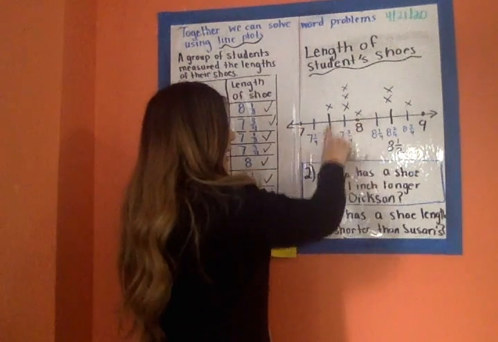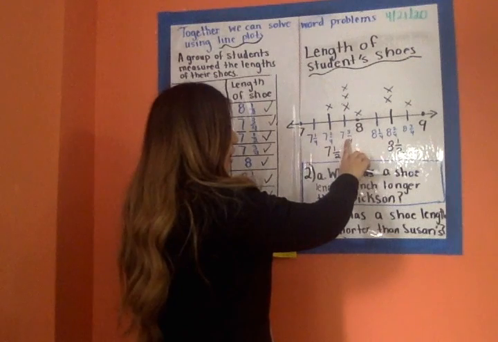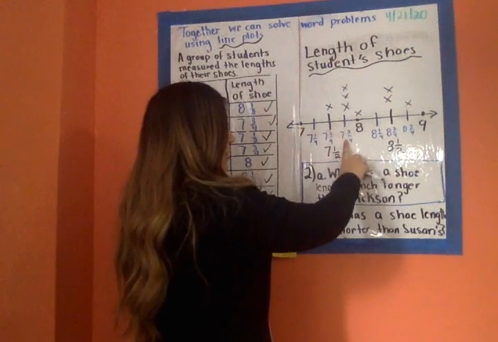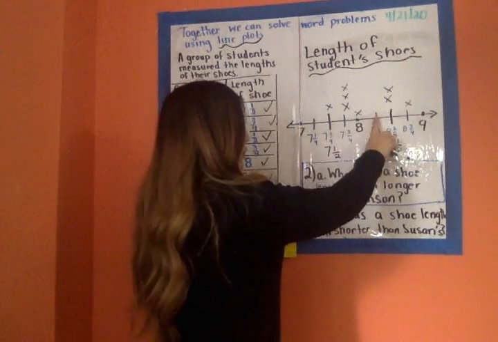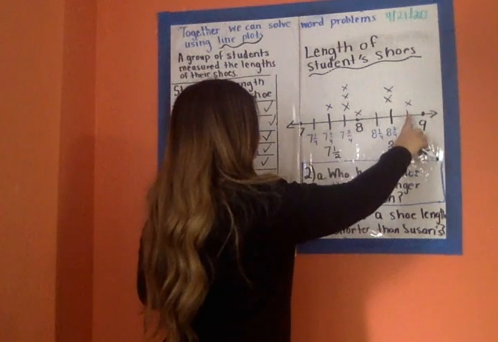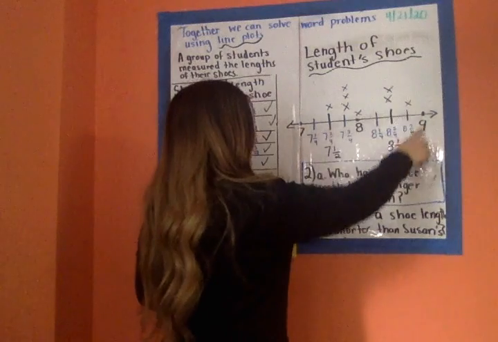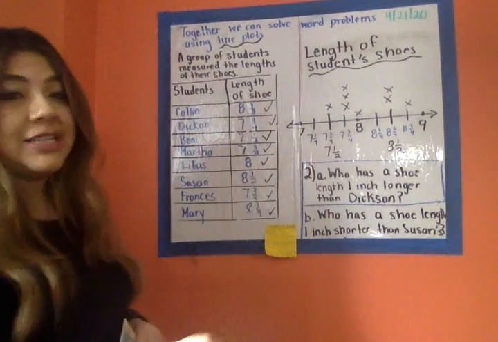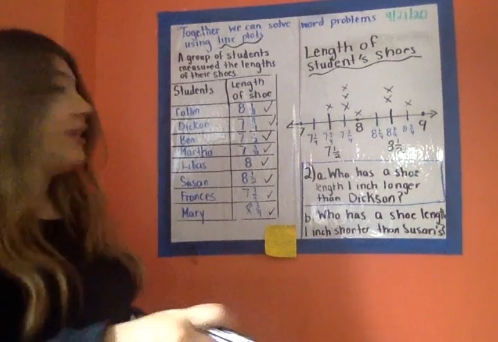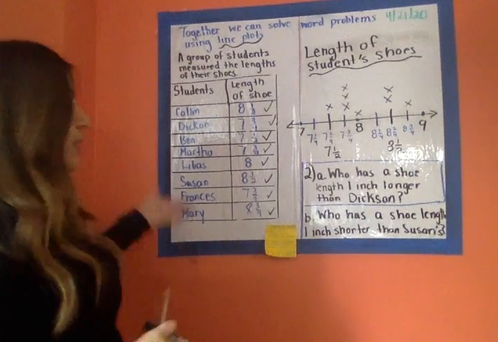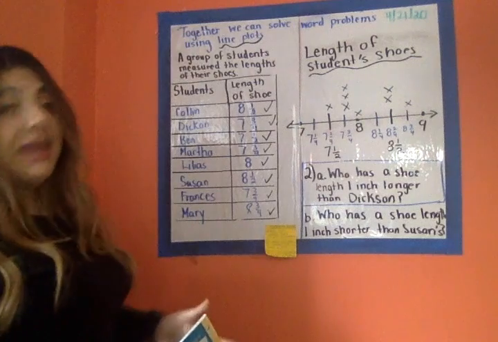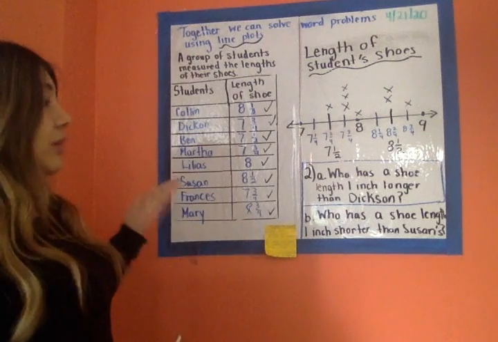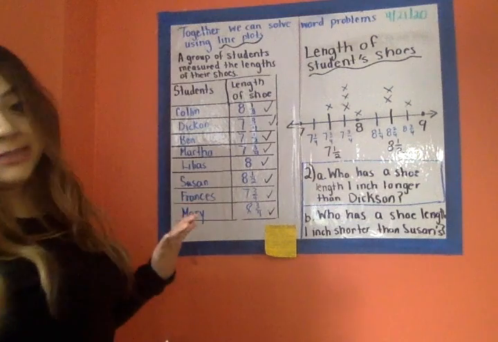And so think about it as if we are thinking of fourths, right? And we are at 7 3/4. It's 1/4, 2/4, 3/4, 1 whole. And so who is that friend that had a shoe size of 8 3/4? And so look at the information in the graph, and I'm going to pair it up. It was Mary. So Mary has a shoe size that is 1 whole greater or 1 inch greater than Dixon.